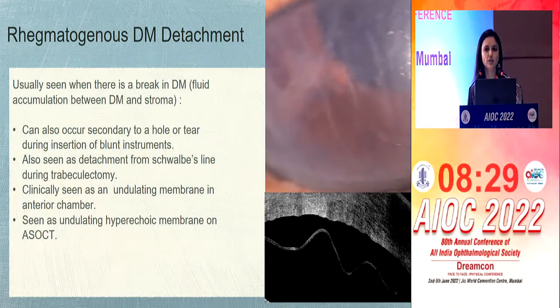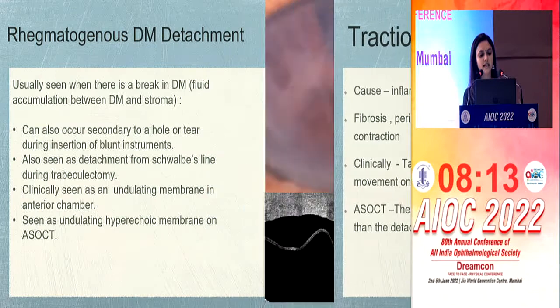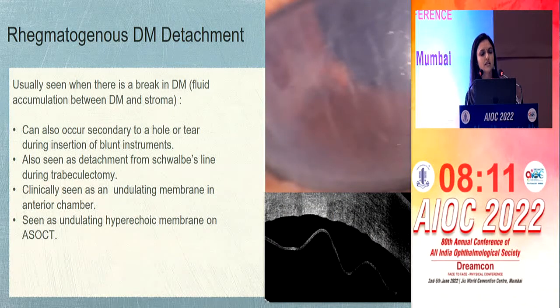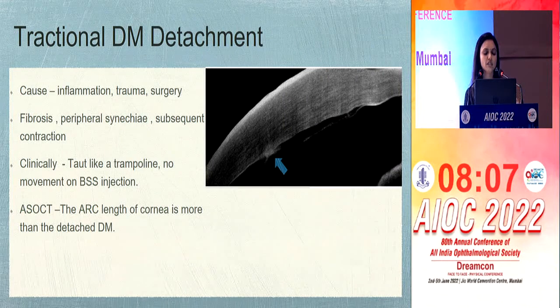Only if you cannot figure out clinically whether it's a DM detachment, a fold, or a DM loss, ASOCT, I think, probably is a golden tool which is going to help you decide what further management you would want to do for your patient. Tractional DM: if you see the previous slide, you can see the Descemet's as a curl or a fold, and there is free space between. But if you see a tractional Descemet's detachment, it's very taut. It's like a tight membrane that you can see.